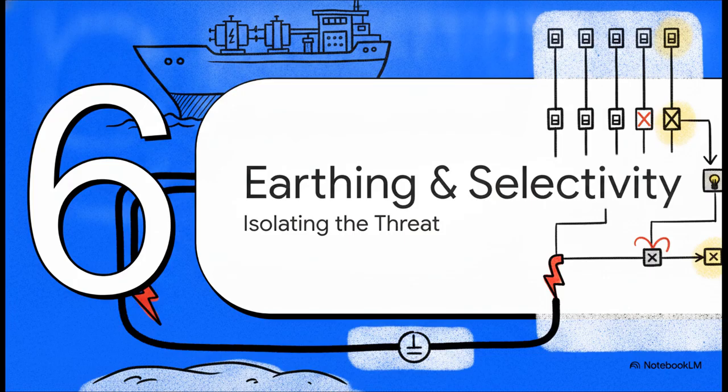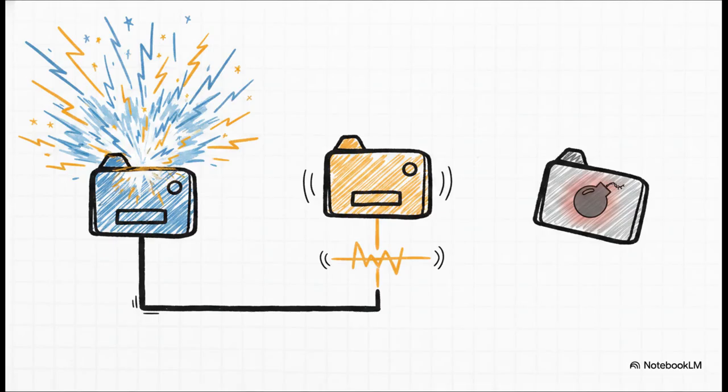All right, our final stretch, Section 6, Earthing and Selectivity, Isolating the Threat. First, we have to talk about earthing. This is a big one. If you directly earth a generator, a single fault unleashes this uncontrolled, incredibly violent spike of fault current that can just destroy equipment. But on the flip side, if you use a completely isolated network, faults become totally invisible to your sensors. They just hide like ticking time bombs.